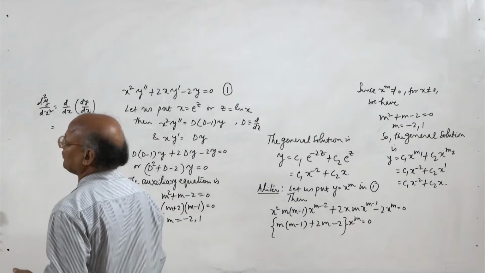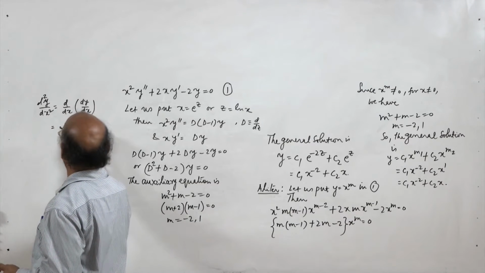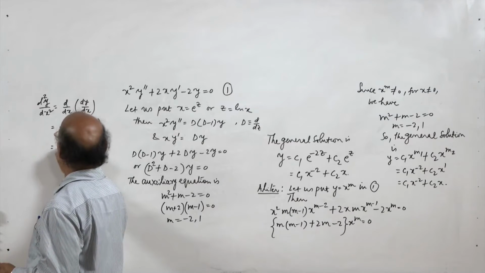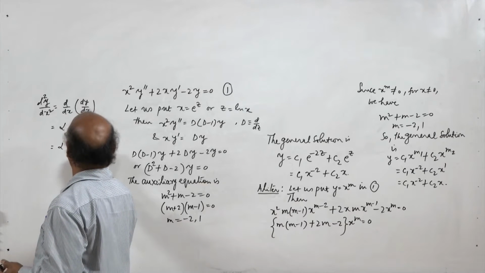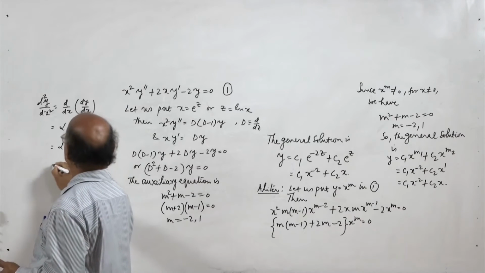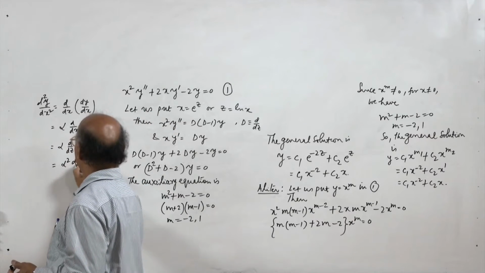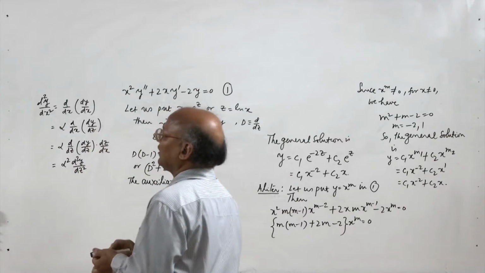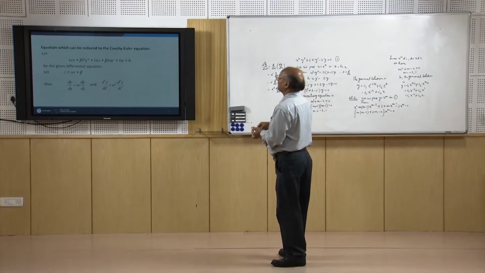Now dy by dx is alpha times dy by dz. Alpha is a constant, so we can write it outside. So alpha times d over dz of dy by dz, and dz by dx is alpha. So we have alpha square d square y by dz square. By defining alpha x plus beta as z, we can write this equation in the Cauchy-Euler form.